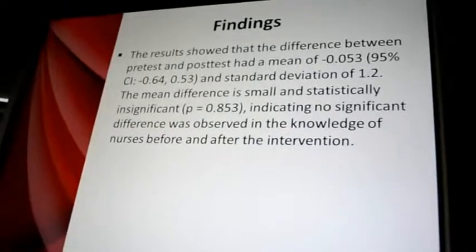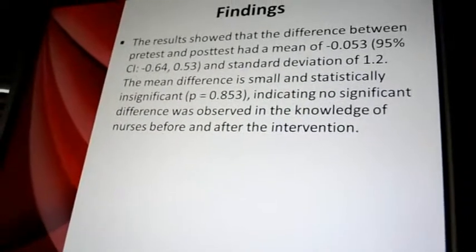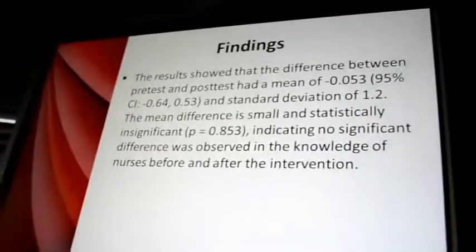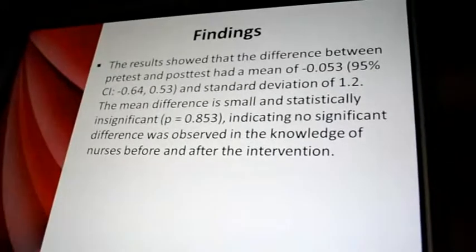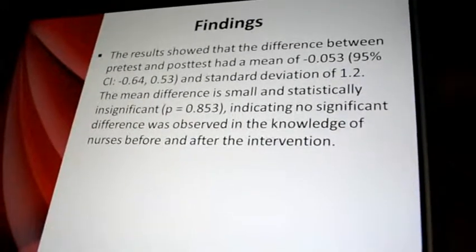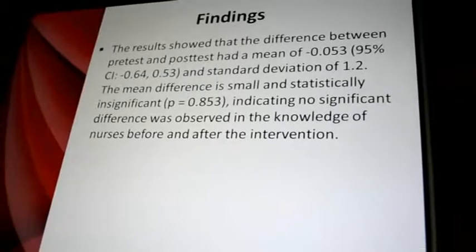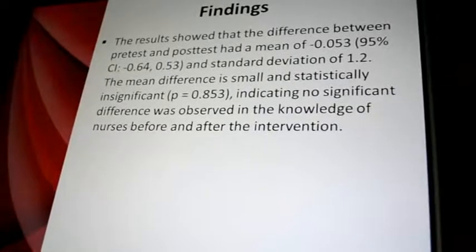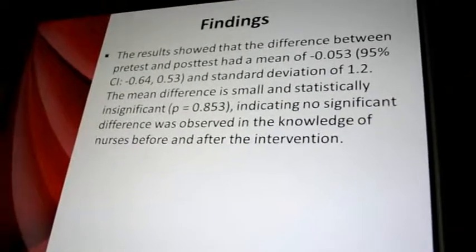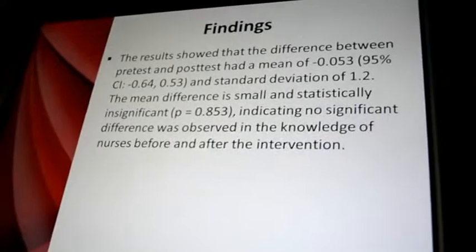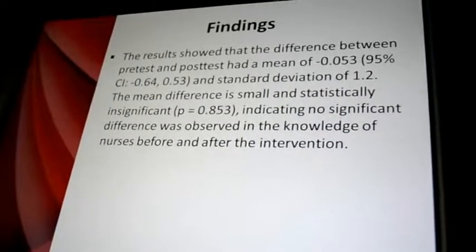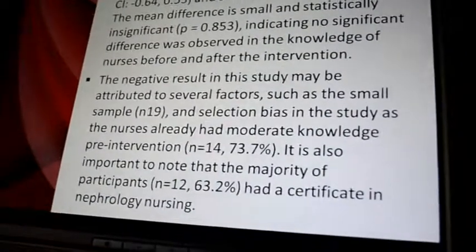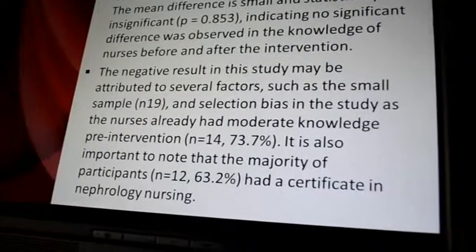0.53. The mean difference is small and statistically insignificant, which is reflected by the p-value, which is 0.853, indicating no significant difference was observed in the knowledge of nurses before and after the intervention. The result from the nephrology knowledge questionnaire indicated that the education intervention did not improve the nurses' knowledge.